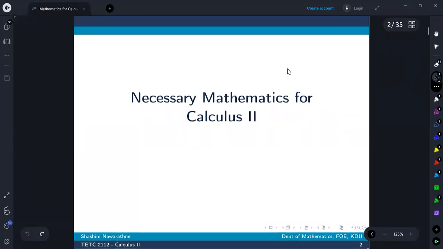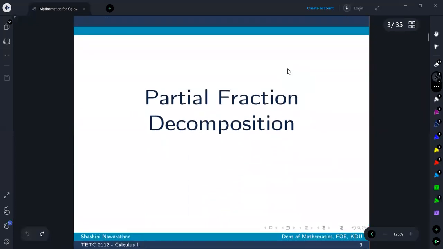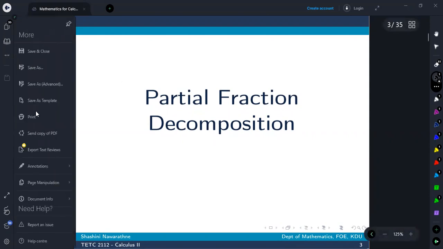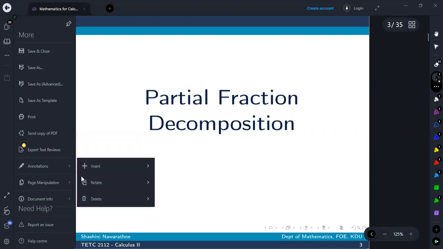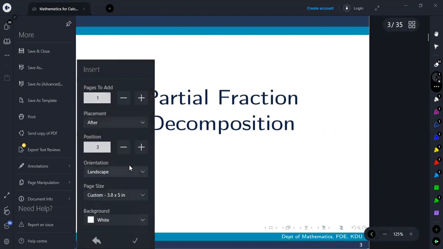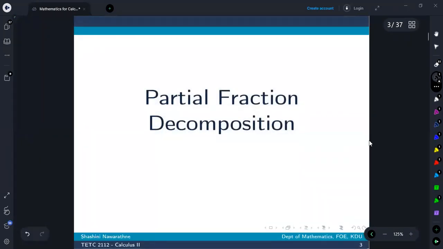So let's go through the topic that we are going to discuss for today. It is partial fraction decomposition. Before moving to the theories and techniques of partial fraction decomposition, I will explain the idea. What is the idea that we are supposed to discuss under this partial fraction?